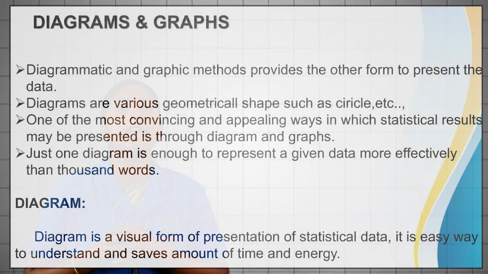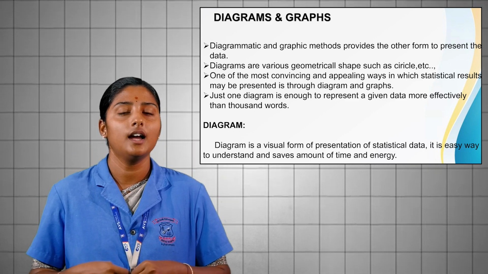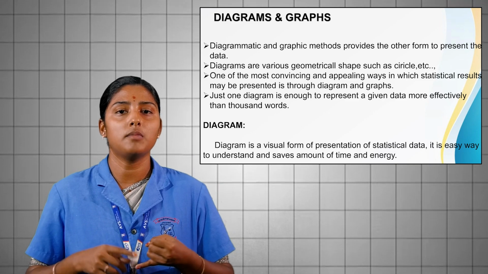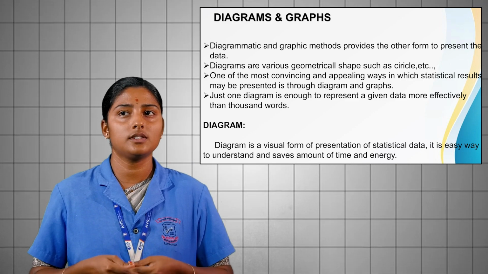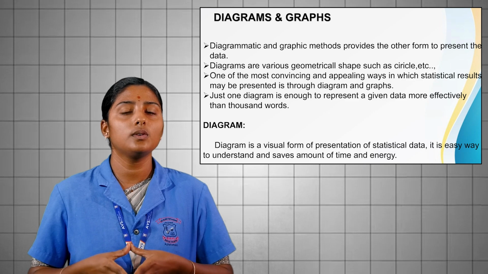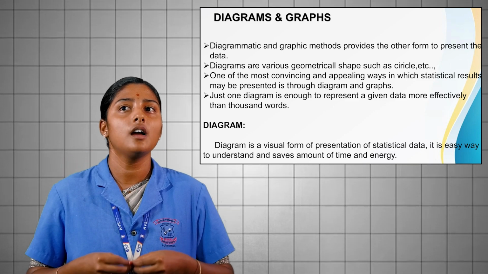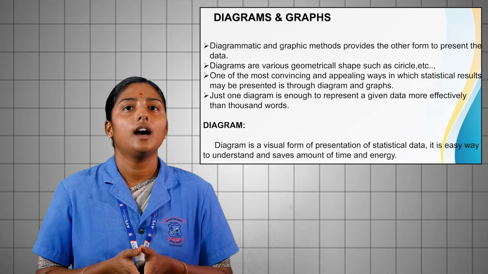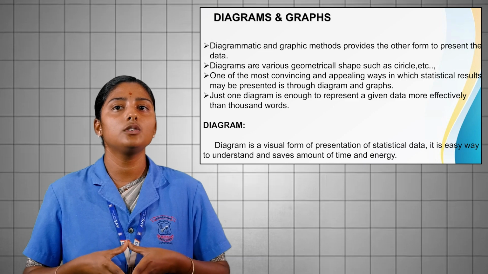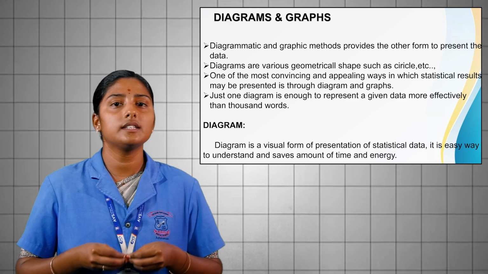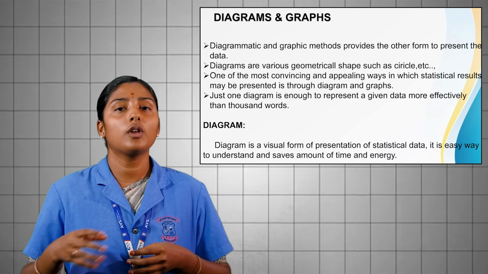Diagrams and graphs. Diagrammatic and graphic methods provide another form to present the data. Diagrams are various geometrical shapes: bars, circles, rectangles, squares, etc. One of the most convenient and appealing ways in which statistical results may be presented is through diagrams and graphs. One diagram is enough to represent given data more effectively than 1,000 words. A diagram is a visual form of presentation of statistical data. It is an easy way to present your data, and it saves time and energy.